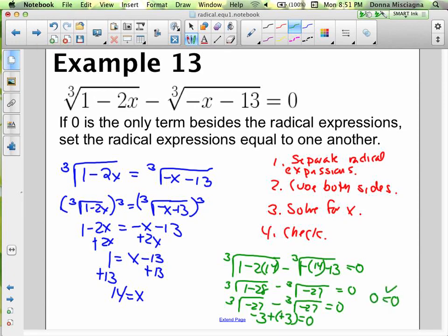It's a good solution. Let's give it a happy face. Yay! And we solved another one. Right? So not too difficult.